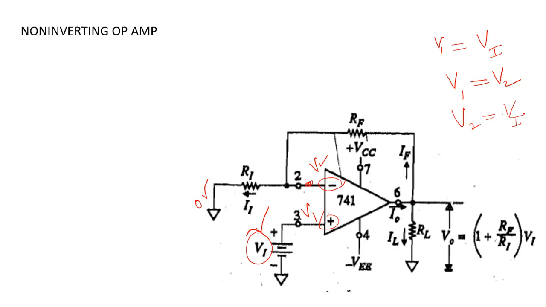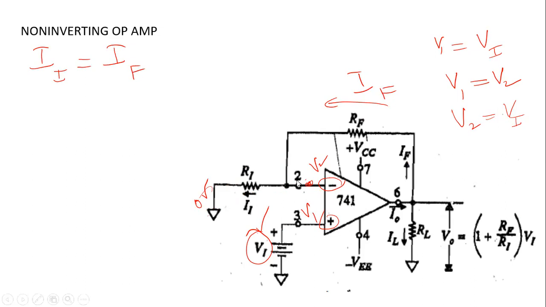Again, for the same reason we discussed before, the current entering or coming out of this op-amp is 0 because of the high input impedance. Therefore, the equation that remains valid is II equals IF, where IF is the current passing through the feedback resistor. This side is ground, so the current flows in this direction, which is reverse to the direction we discussed for the inverting op-amp.